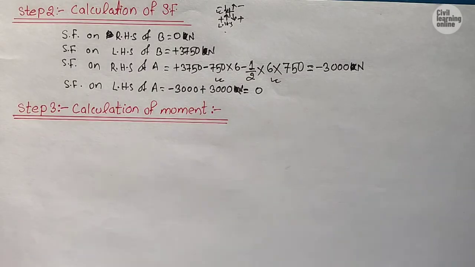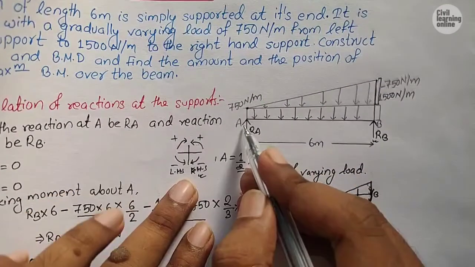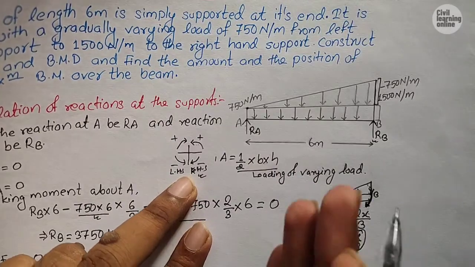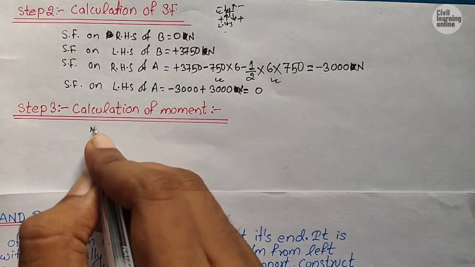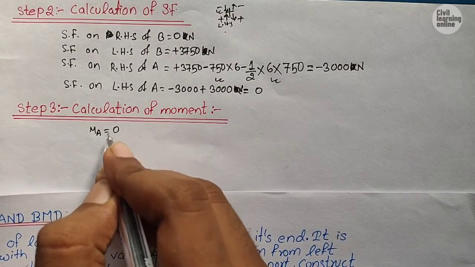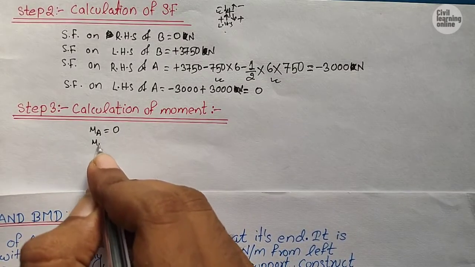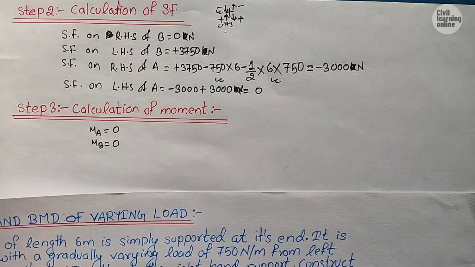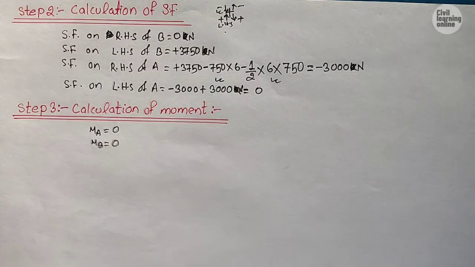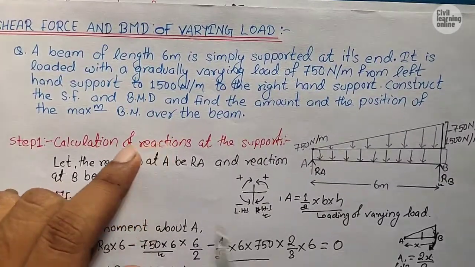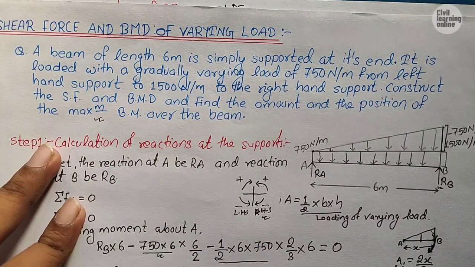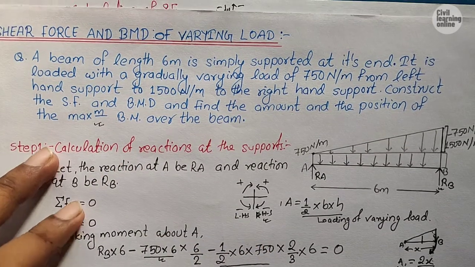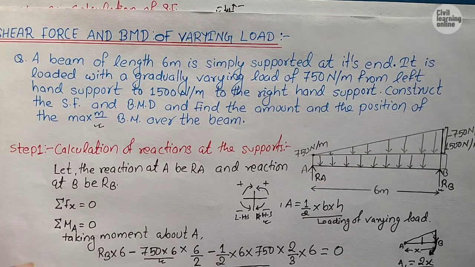Now see here guys, carefully, this is our step 3, and in step 3 we are calculating the moment. The support is a hinge support, so obviously the moment at the hinge support is 0, that is, moment at A will be equal to 0 and moment at B will be equal to 0. Now guys, in the question we are asked to find the maximum bending moment, so we have to locate the point where the bending moment is maximum.